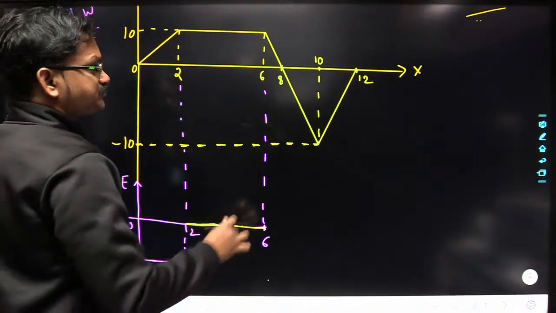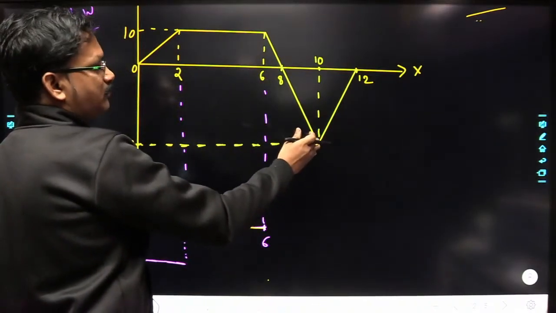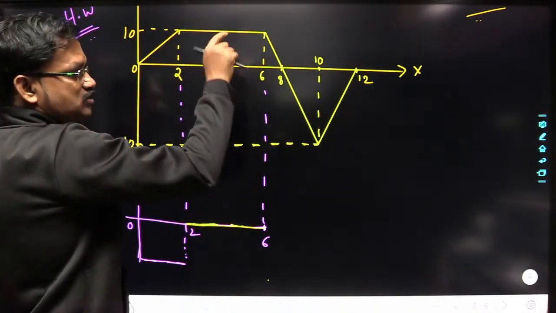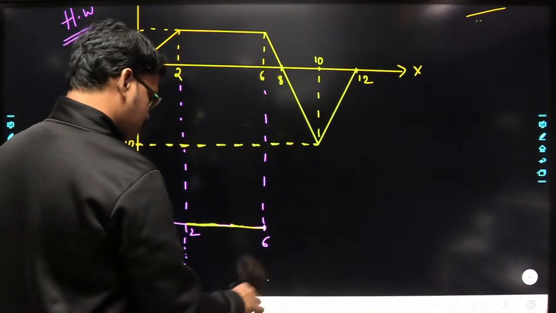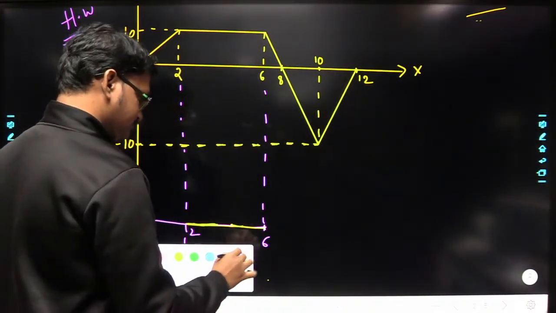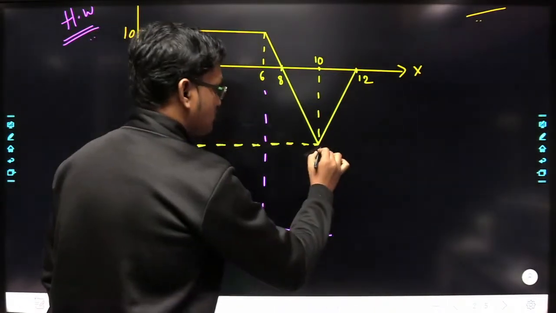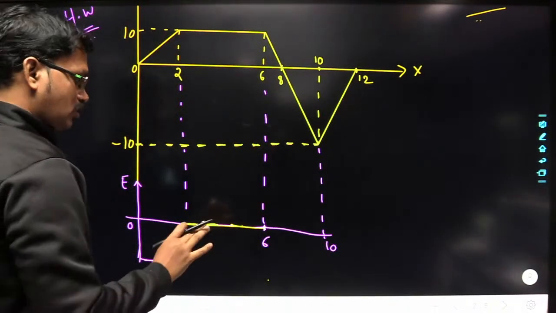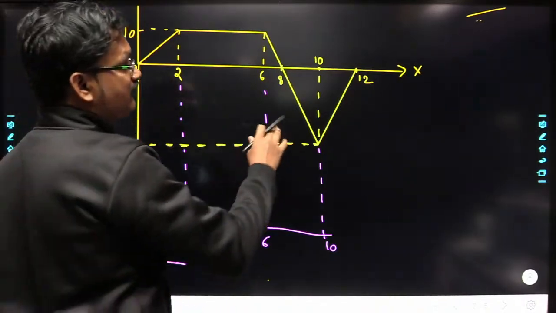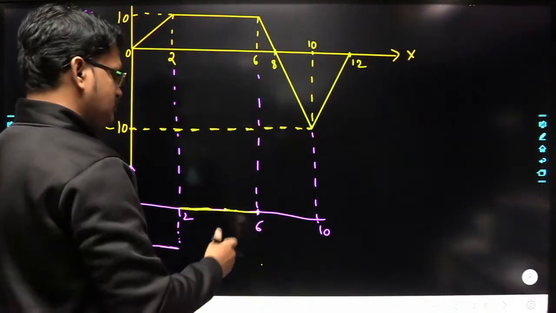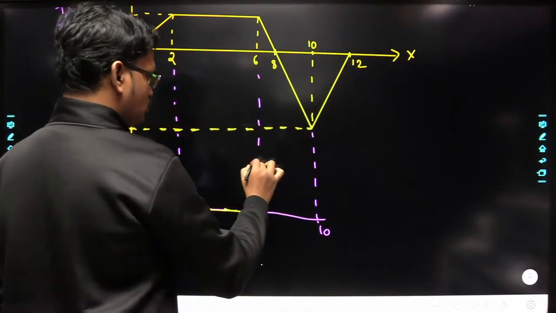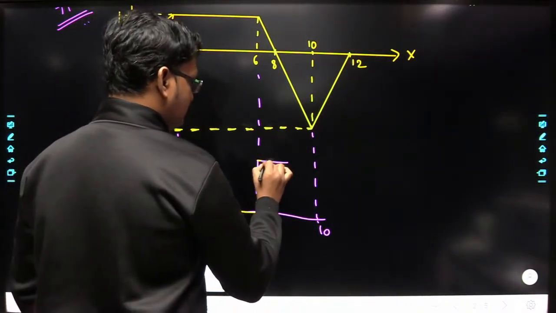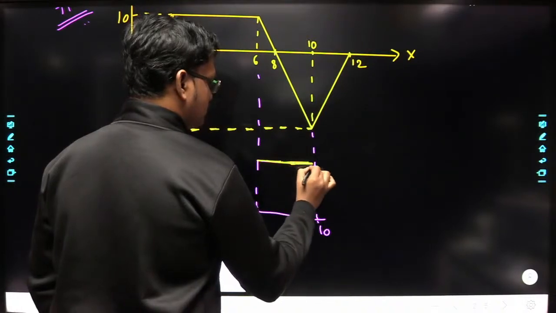Next, from 6 to 10, the slope is negative and constant. That means the electric field will be minus of this slope, so the electric field is going to be positive. In this region the electric field will be constant, something like this.